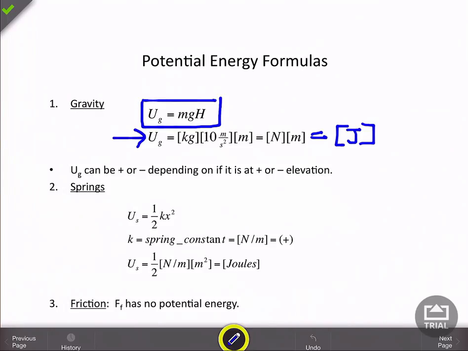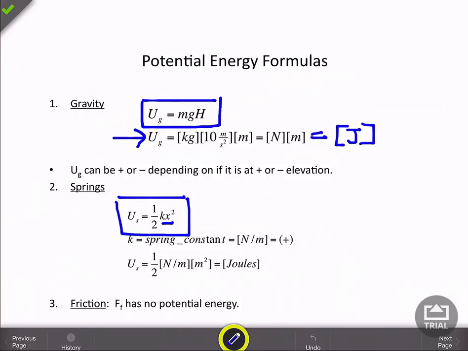The second type of potential energy is spring potential energy. This formula should look familiar because we derived it in our Hooke's Law lab when you took the integral of kx, or the integral of the force, to get work. So this formula is the work done in stretching a spring a certain distance x, which is now the same as the energy that is stored in it.